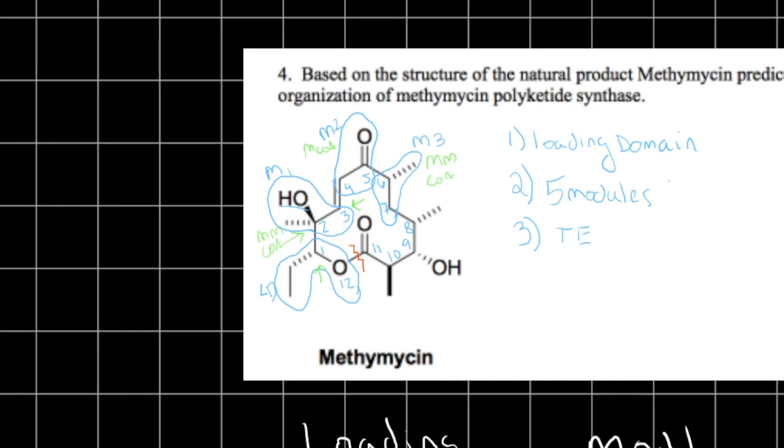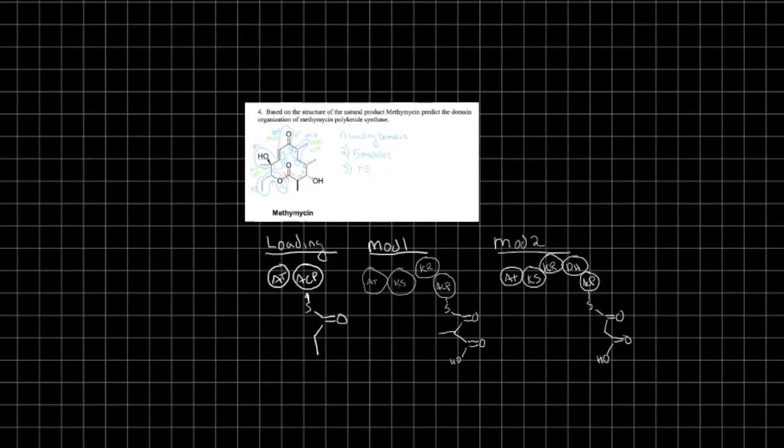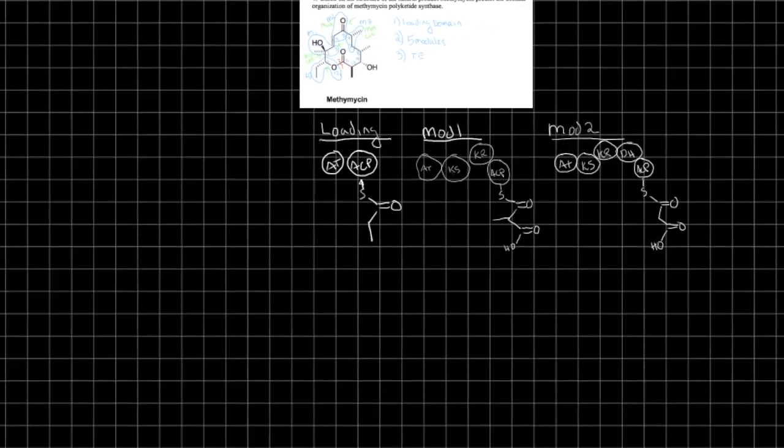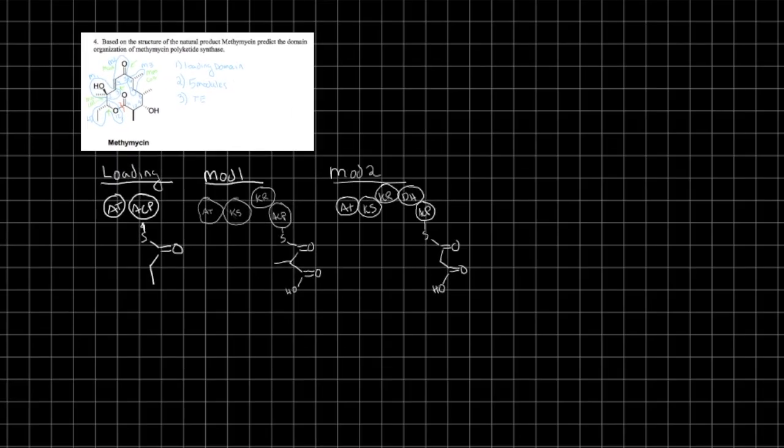M-CoA. And then we're going to look at this guy here, and we'll notice that the previous keto group is not reduced at all. So that means that we have the minimal form of the domain. So let's go ahead and add that and zoom out for a second. So module 3. This is going to have your AT, your KS, and an ACP, and that's it.